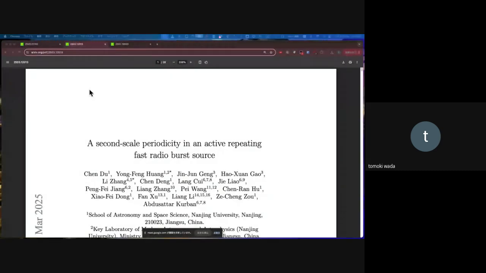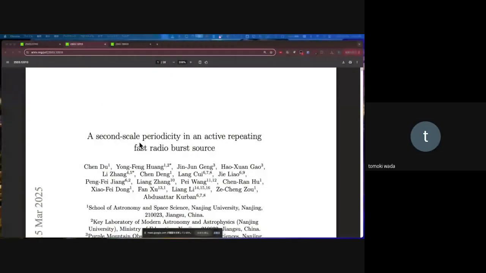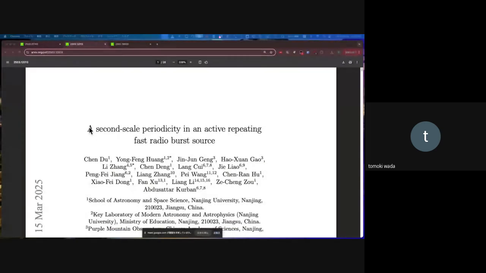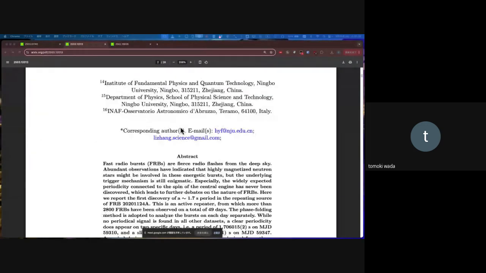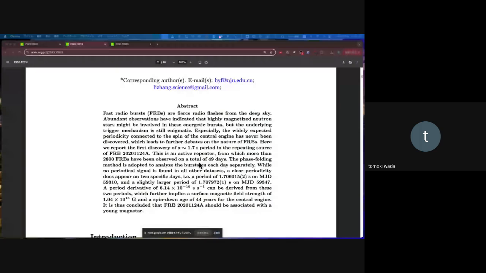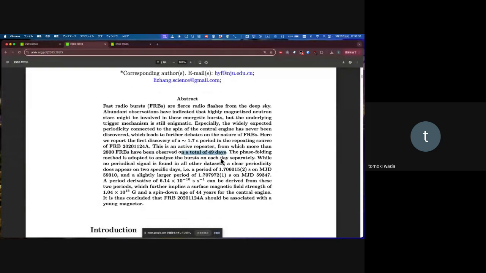I can see my screen, I think. Yes. Okay, I'd like to introduce this paper, which shows the second-scale periodicity in an active repeating FRB source. Here is the abstract. They observe this FRB and find a 1.7 second periodicity in this FRB source, and they use 2,800 detected FRBs during 49 days.